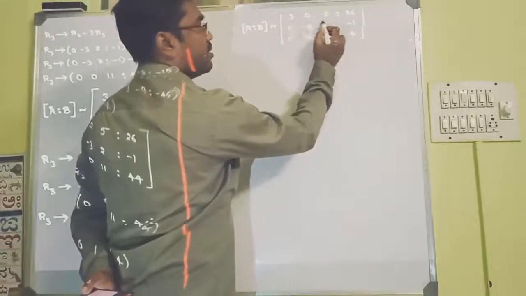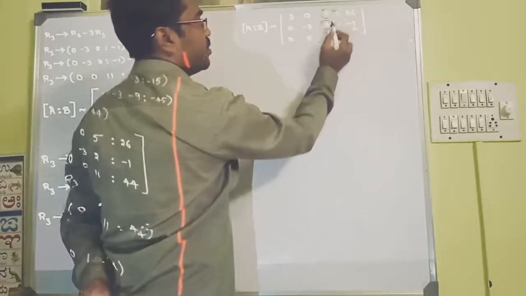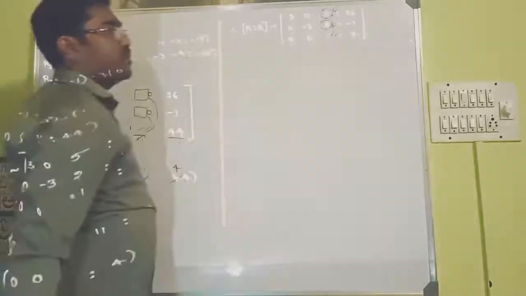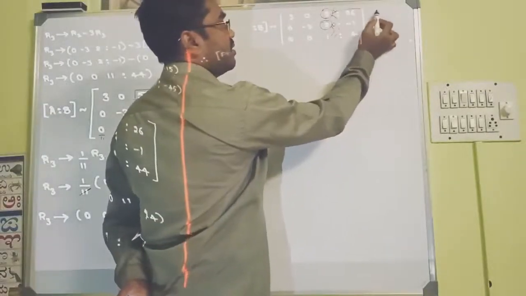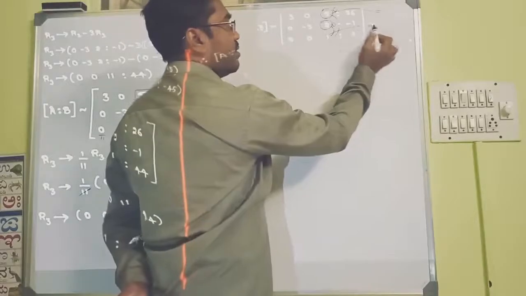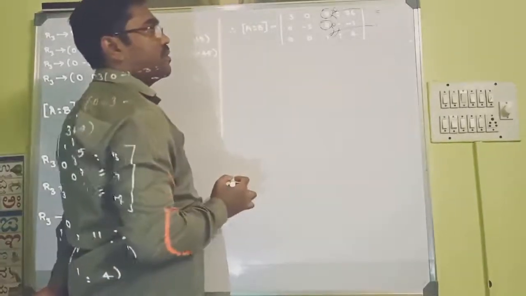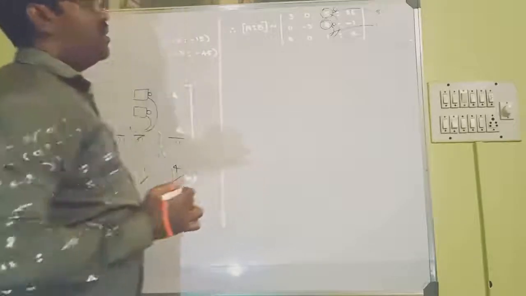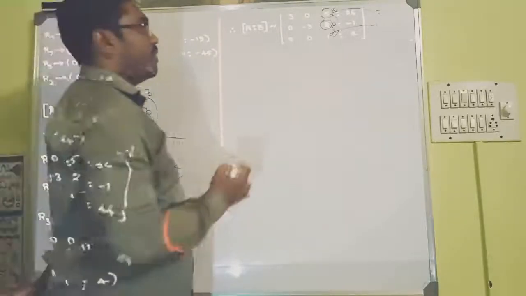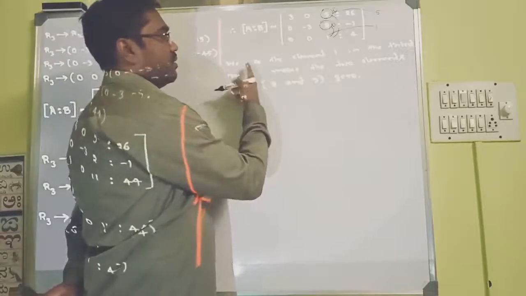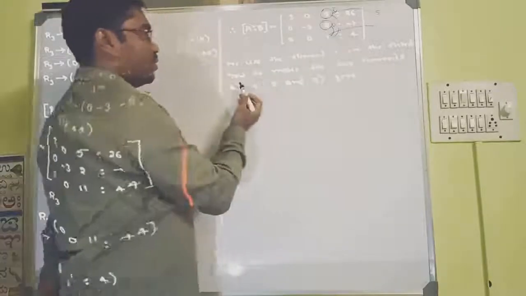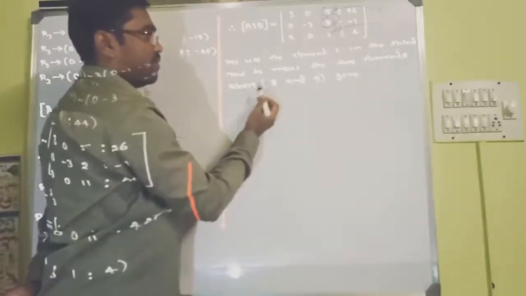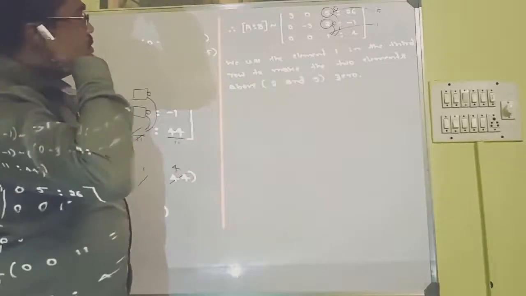Now it is very easy to make this element 0 and this element 0 with the help of this 1. How can we make this element 0? We have 5 here, and we have 1 here. So we use the element 1 in the third row. We are going to use this element 1 in the third row to make the two elements 2 and 5 0. We are going to make these two elements 0. How? Let us see.